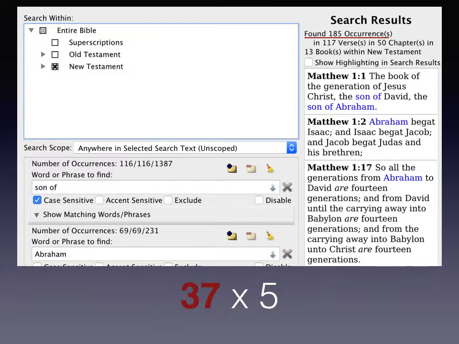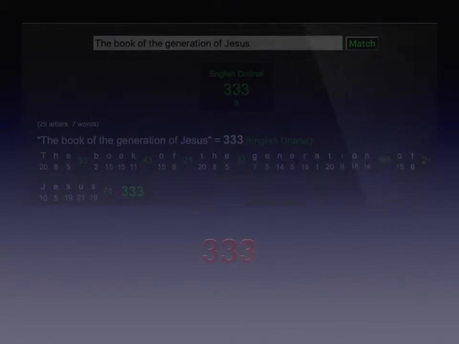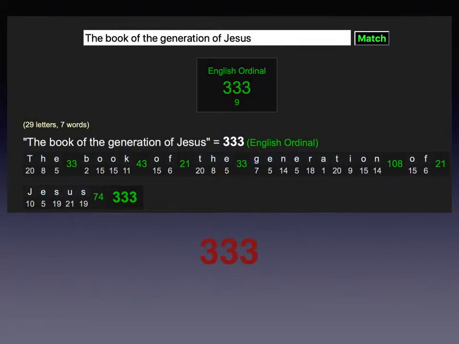We've seen the phrases Jesus Christ and Son of David combined 222 times. So there's pattern after pattern. Let's go back to English gematria, simple English ordinal gematria, and we're going to break down Matthew 1:1. The book of the generation of Jesus has a value of 333, which is 37 times 3 times 3.